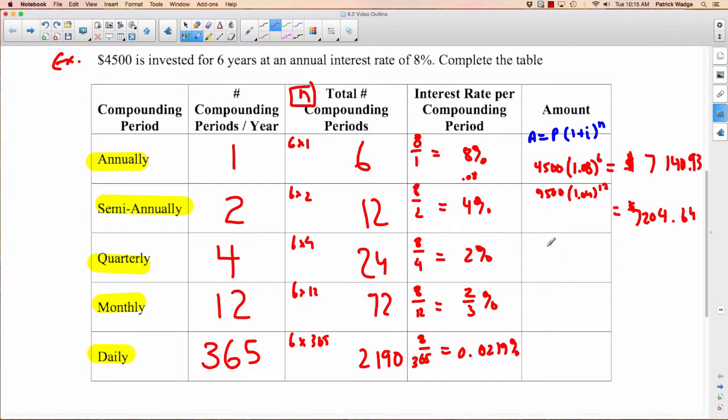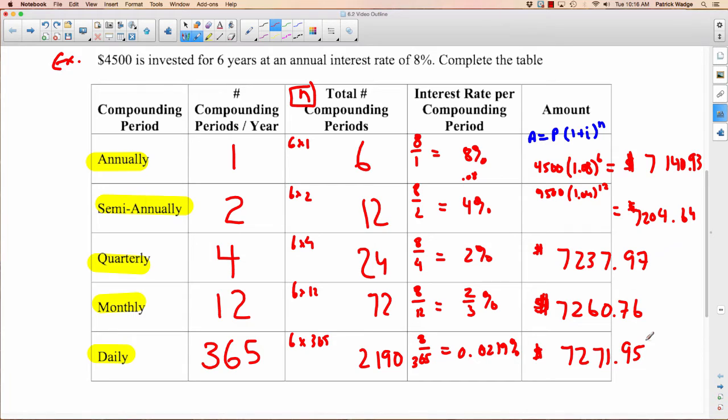So when you get interest quarterly, the amount you're going to have, I'm not going to do this all, you can work it out for yourself. You're going to get $7,237.97. Then when you go to monthly, it's going to go a little higher, $7,260.76. And when you get to daily, it's going to be all the way up at $7,271.95. So you can see, by going from annual to daily interest, you end up with about 131 extra dollars.